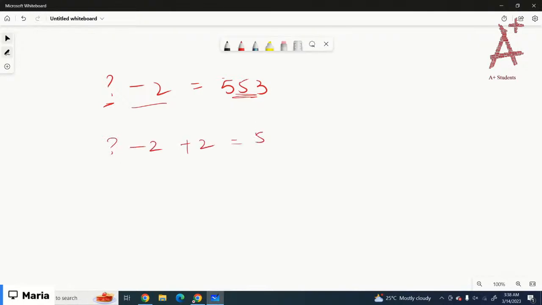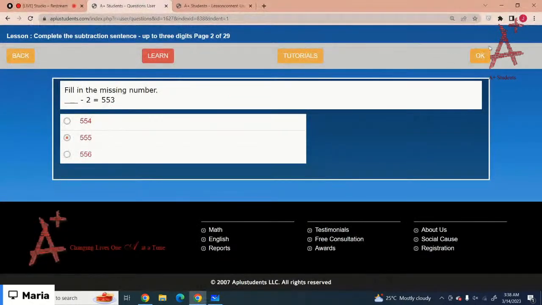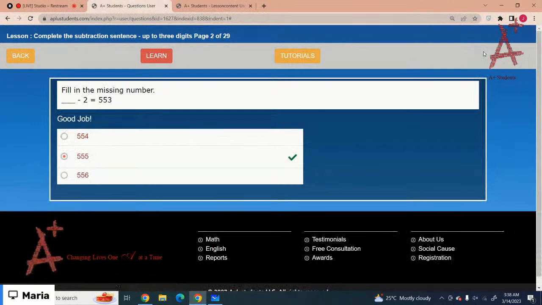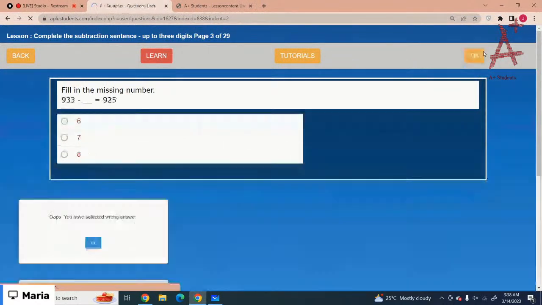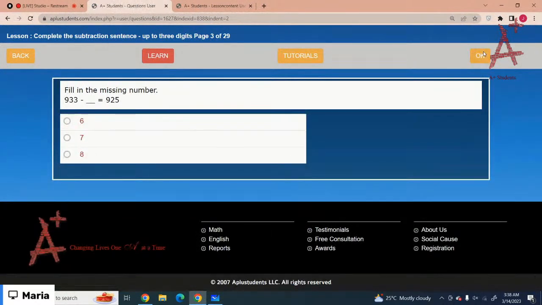Minus 2 plus 2 is 0. It would be 553 plus 2. You are left with the missing number, and 3 plus 2 is 5. So that means the missing number is 555. Got it? So just select the correct option and click on the OK button. Got it?